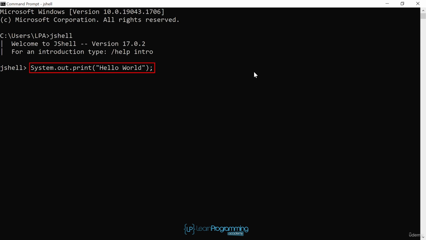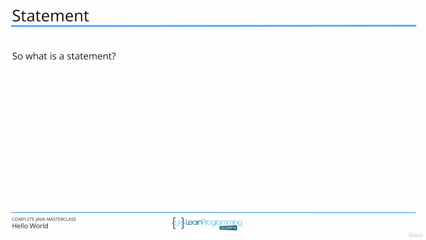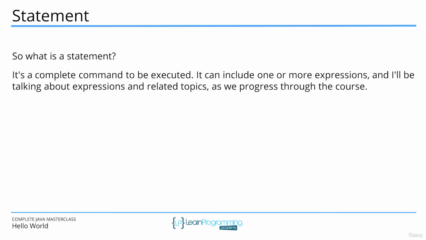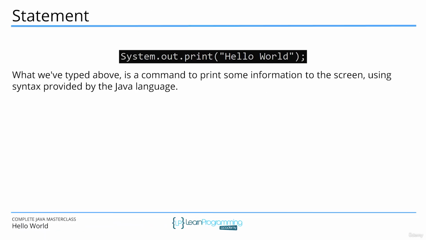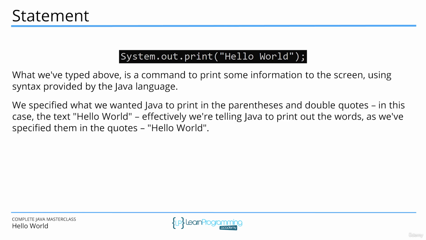This line of code is called a statement in Java. Let's pause for a moment and talk about statements. So what is a statement? It's a complete command to be executed. It can include one or more expressions, and I'll be talking about expressions and related topics as we progress through the course. What we've typed above is a command to print some information to the screen using syntax provided by the Java language. We specified what we wanted Java to print in the parentheses and double quotes.